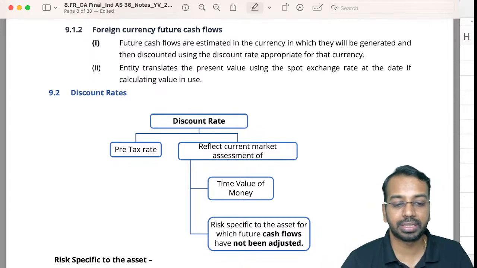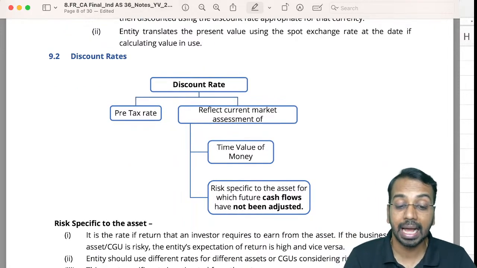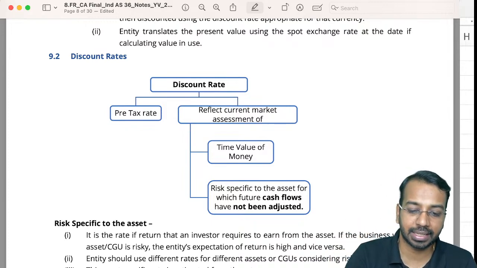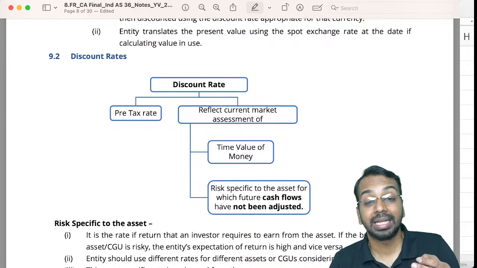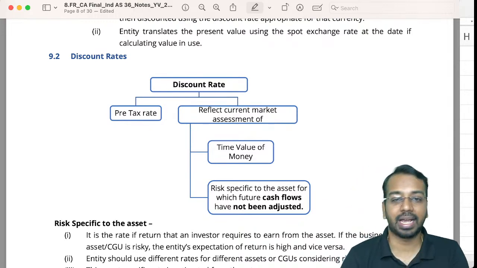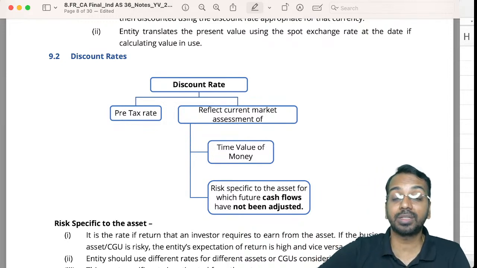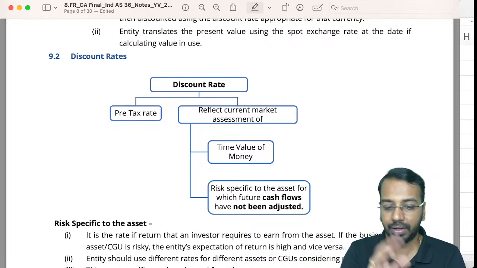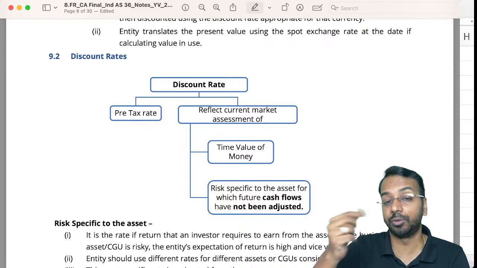Okay. Now, discount rate should always be pre-tax rate, should reflect the time value of money and risk which are associated with that asset. See, there are two aspects. I will not get into too much detail of this because it is not very relevant from the exam point of view. If there is risk, we can adjust the cash flow also. So, if the cash flows have already been adjusted, the same impact you will not give on the discount rate. For example, there is a high uncertainty regarding future cash flows.